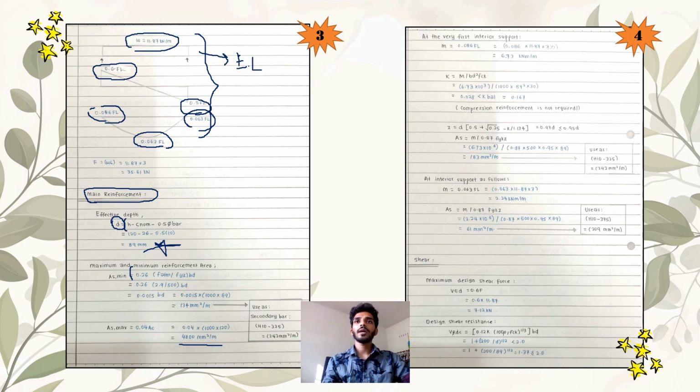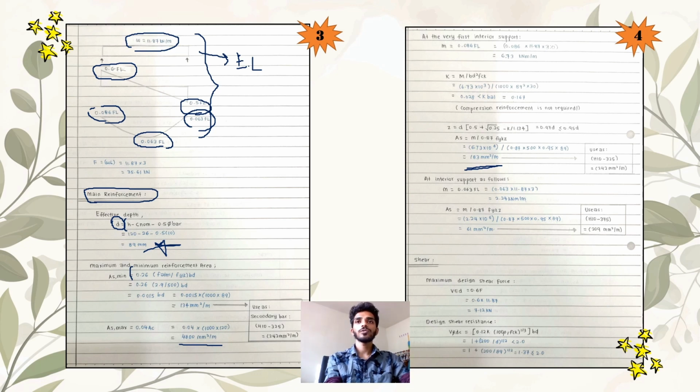So now we're going to identify the z. The As value that we got is 183 mm² per m. So here we can conclude and also write that we use H10 at 325. The exact value will be 242 mm² per m. So that is at the interior support, as follows.